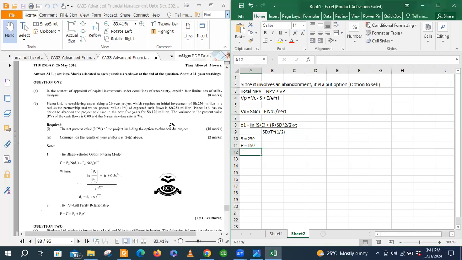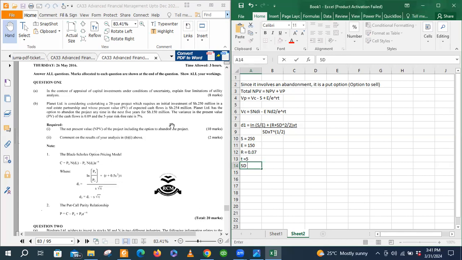Do you have the risk-free rate? 7%. The risk-free rate is 7%, that is 0.07. Time should always be in years. Is it 5 years? So time is 5 years. Do you have the standard deviation? 0.09.